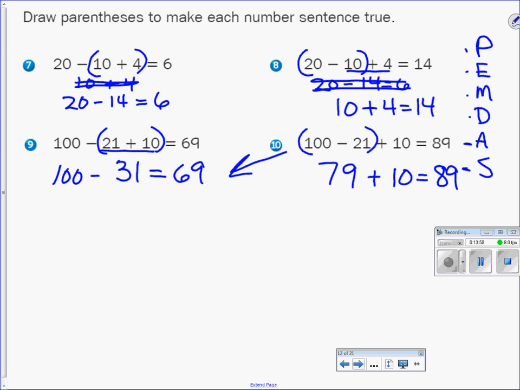Okay? And boys and girls, if I did not have this problem here to look at first, remember, I would do addition first, and I could check and see that that would not work because it would make it 69.